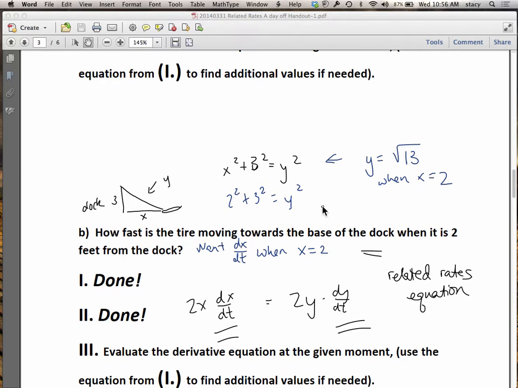Dy dt? How fast is the wire being reeled in, right? That's what dy dt represents. Do we know that? Yes, we do. It was given, right? We were given that dy dt equals what? -2. That was part of the setup of the problem, okay?